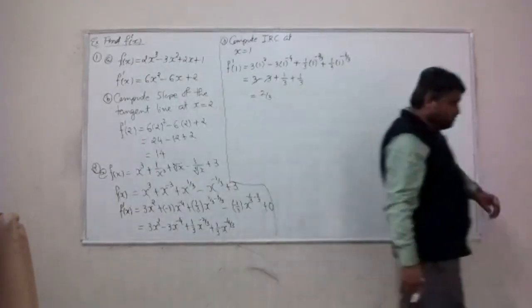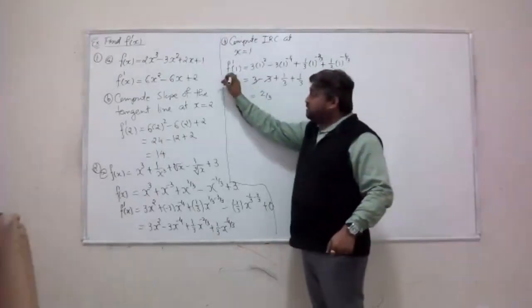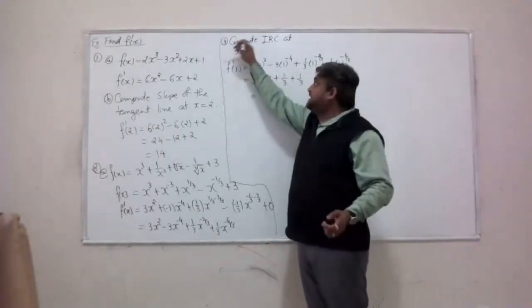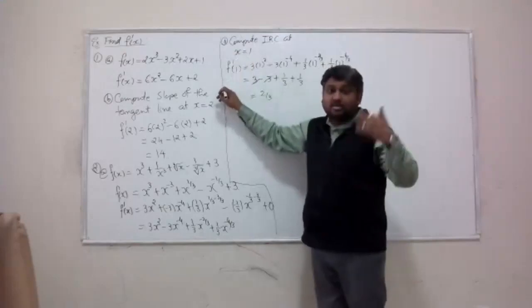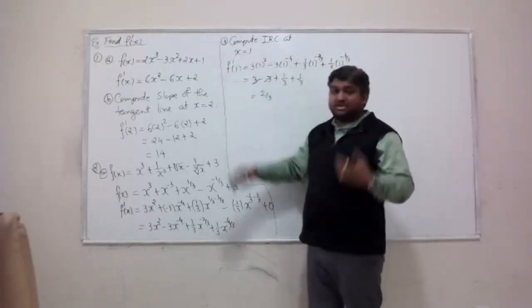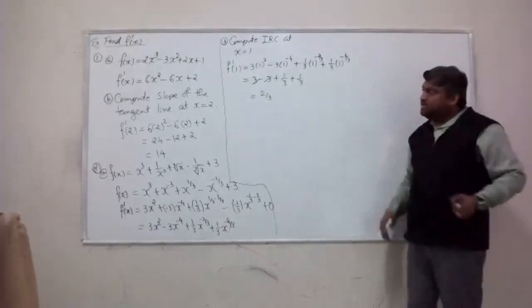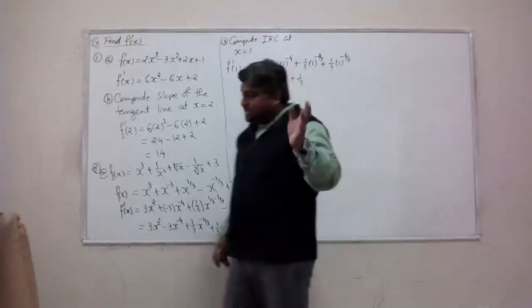The slope of the tangent line is 2 over 3 at x equal to 1, or the instantaneous rate of change at x equal to 1 is also 2 over 3, or the derivative of the function at 1 is also 2 over 3. All right, so that's how we would like to interpret it.